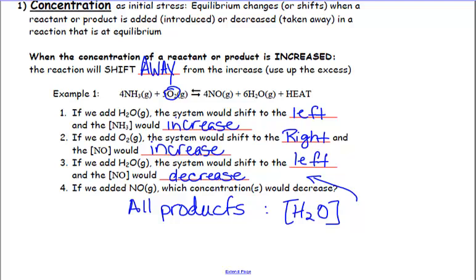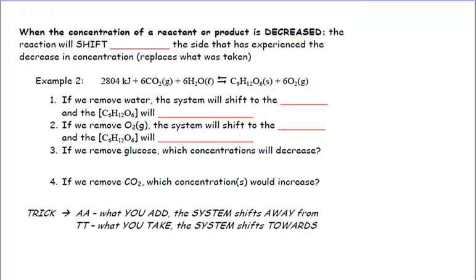All right, so let's look at the next thing. When the concentration of a reactant or product is decreased, then the reaction will shift toward the side that has experienced a decrease in concentration because it wants to replace what was taken.